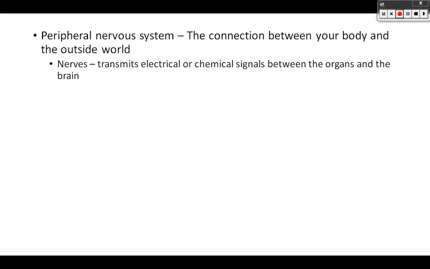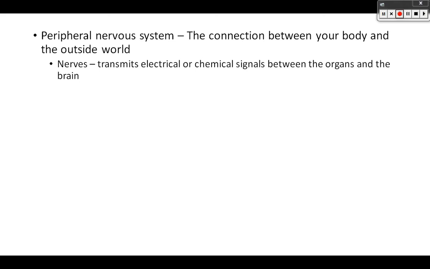And really, the peripheral nervous system is the nerves in your body, and those transmit or move electrical or chemical signals between the organs and the brain. So those organs could be your fingers, so you're sensing, you're touching something. It could also be just your skin in general, or it could be internal organs.